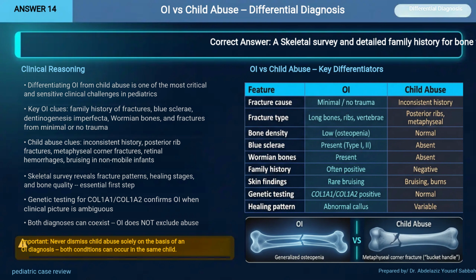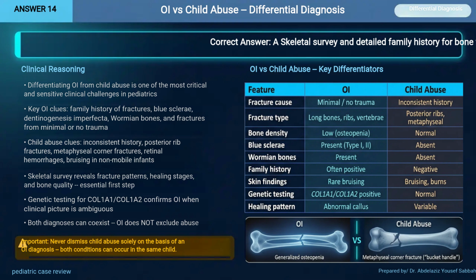Differentiating osteogenesis imperfecta from child abuse is one of the most critical and sensitive clinical challenges in pediatrics. Key osteogenesis imperfecta clues include family history of fractures, blue sclerae, Wormian bones, and fractures from minimal or no trauma. Key child abuse clues include inconsistent history, posterior rib fractures, metaphyseal corner fractures, retinal hemorrhages, and bruising in non-mobile infants. Skeletal survey reveals fracture patterns, healing stages, and bone quality and is the essential first step.